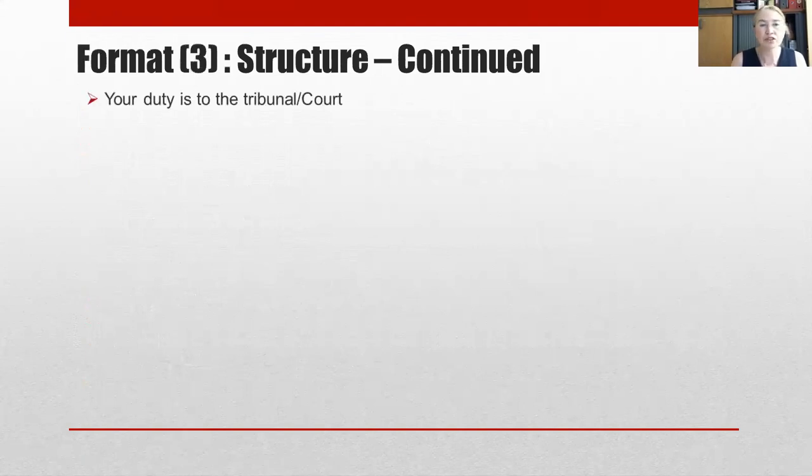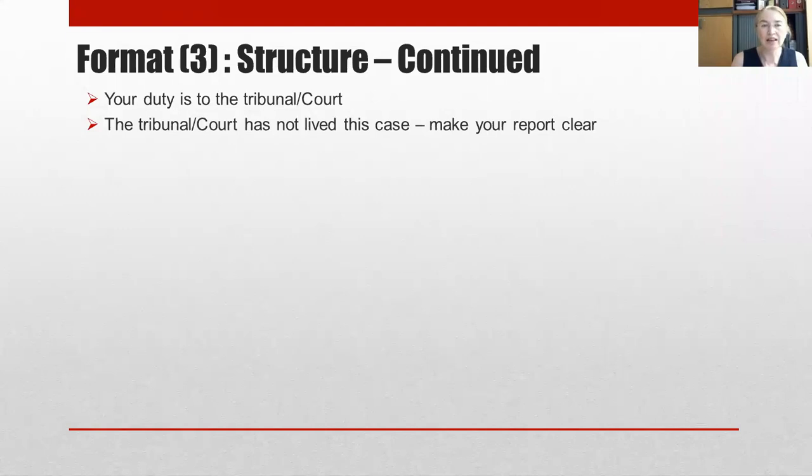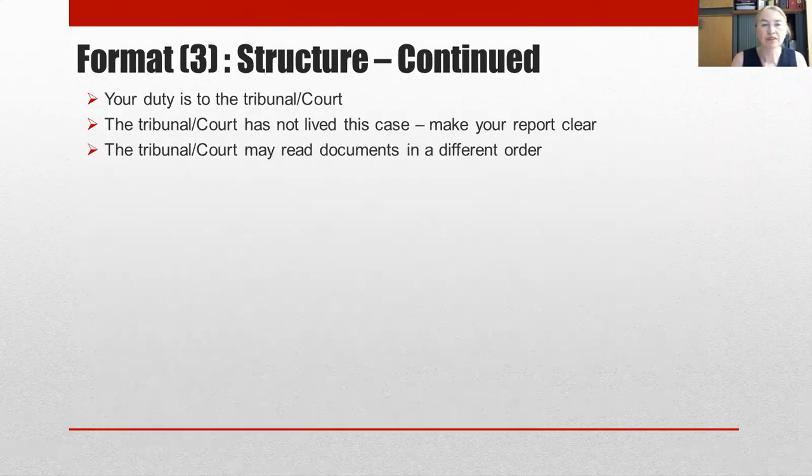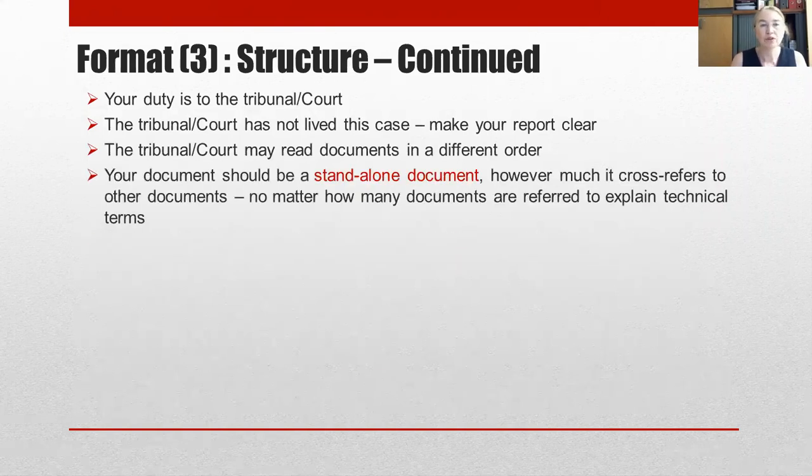Right, so your duty is to the tribunal or the court, because the judge hasn't lived the case. You really need to write, I would say, a form of story. It's easier for the courts to understand. The courts may read a summary of your report. Your document should be a standalone document, however much it cross-references other documents. And this is the same when you're writing any report.